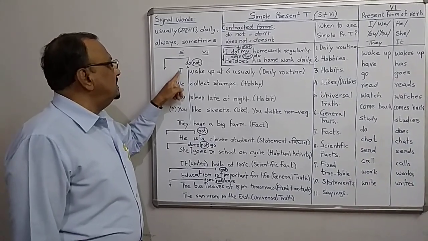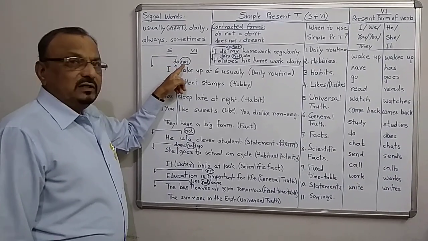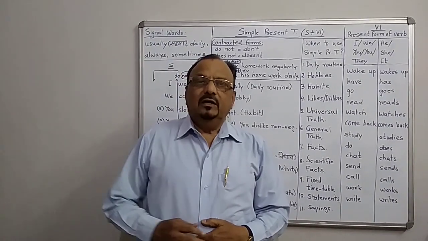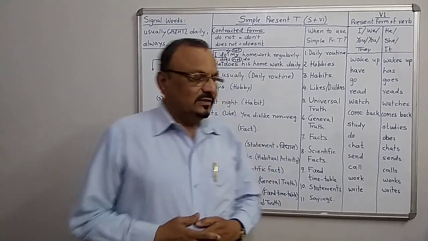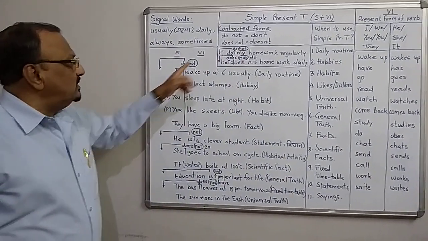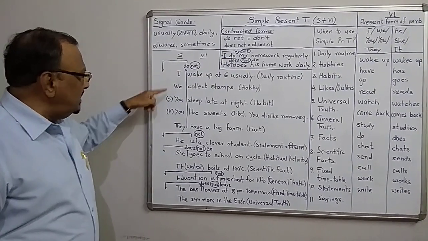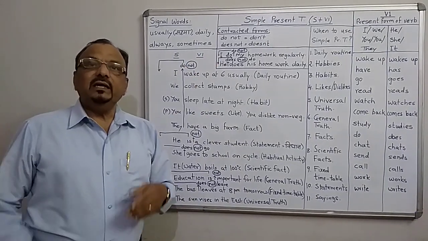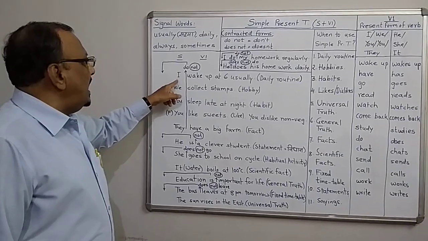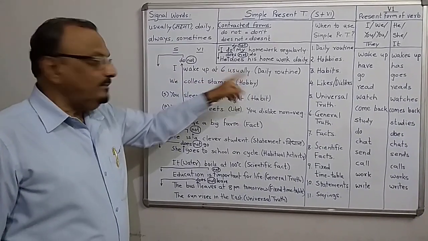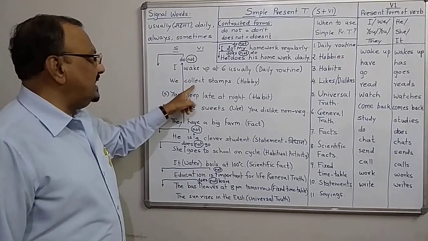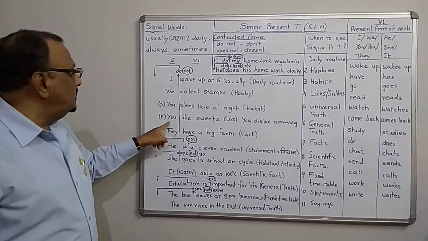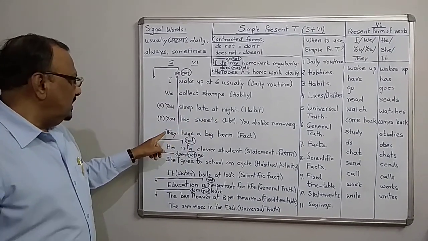After the subject, use this do not. Do is an auxiliary verb, that means a helping verb which helps you to make negative sentences. Okay, do and does. So for do we can use for I, we, you, they, and for he, she, it we use does to make negative. Okay, so I do not wake up at 6 usually. We do not collect stamps, you do not sleep late at night, you do not like sweets, they do not have a big farm.